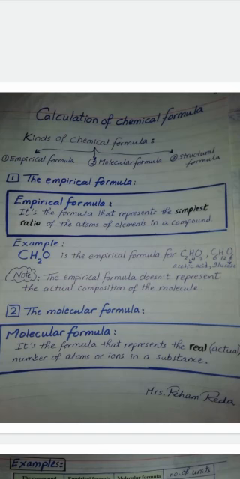We conclude that the molecular formula is the chemical formula that represents the real or actual number of atoms or ions in a compound. Note that the empirical and molecular formulas are common in organic compounds, which consist mainly of carbon and hydrogen atoms.